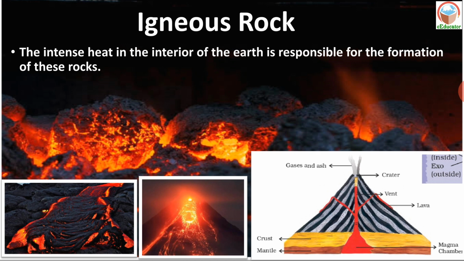The intense heat in the interior of the earth is responsible. We know that the interior part of the earth is made of magma, molten rock. Look here, this is the lava, the magma, which is available in the interior part of the Earth. Our Earth's crust is floating on this magma, as we have discussed in lesson number 13.